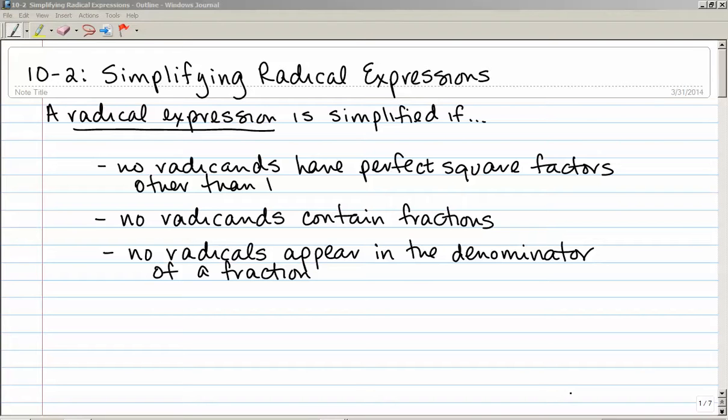Section 10.2 is on simplifying radical expressions. A radical expression is simplified if no radicands have perfect square factors other than 1. That is, underneath the radical sign, you don't have any perfect square factors. If no radicands contain fractions, and if no radicals appear in the denominator of a fraction.